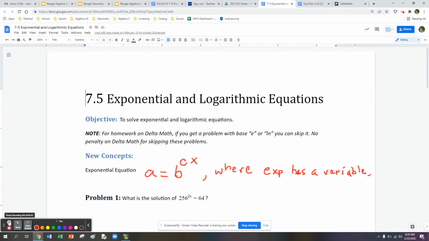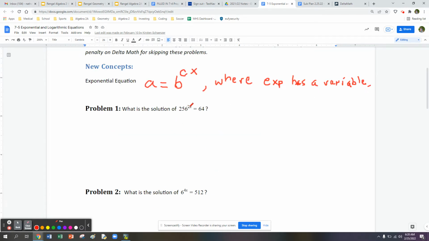So let's go ahead and take a look at problem 1. We have a base of 256 to a power of 2x, so there's our variable up in the exponent, equal to 64. If you notice that you have two numbers that have a common base, you can solve these using that common base. Looking at my power sheet, row 4 has a 64 and a 256. And row 2 also has a 64 and a 256. So I could use either of those bases, base 2 or base 4, to solve this.